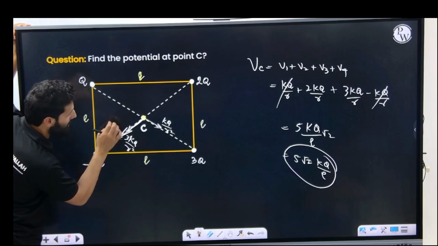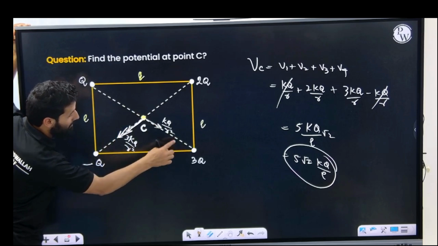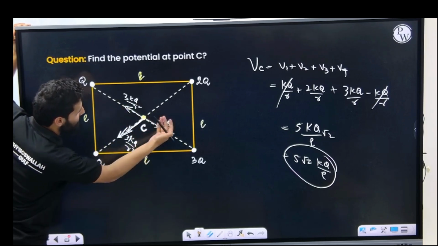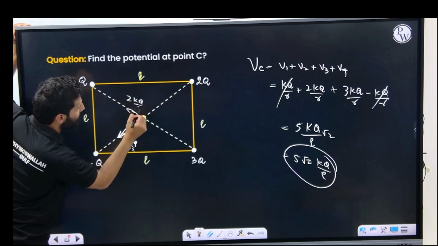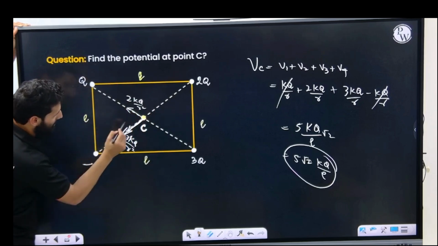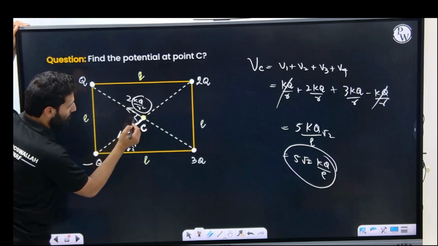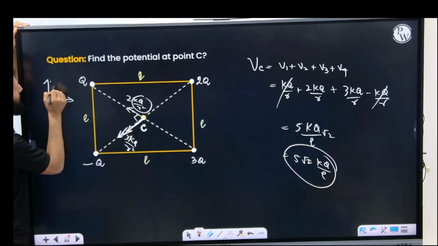So we get here 3Kq by R square. Okay, this one done. This one done also. Now left this one. How much will it be? 3Kq by R square, solve this, you get 2Kq by R square. Yes or no? Now there is a 90 degree angle between them. Put these as some constants E1 and E2. Wherever the angle between two vectors is 90, what is the net field?